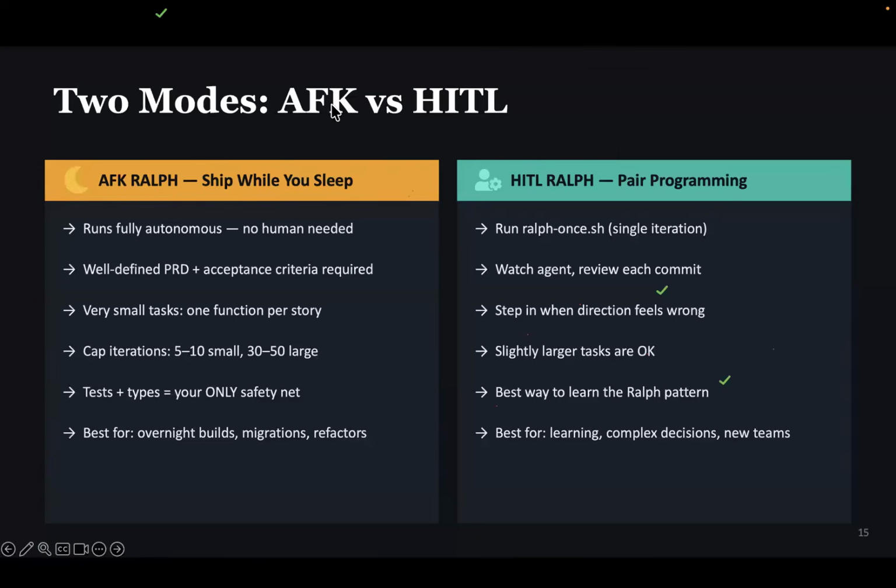So AFK basically means away from keyboard, and HITL means human in the loop. Away from keyboard means that you just gave it a task and you said, okay, do it, I'll check in the morning, it should have been done. That is the main objective of Ralph loop, that it runs fully autonomous, no human needed, with a well-defined PRD.